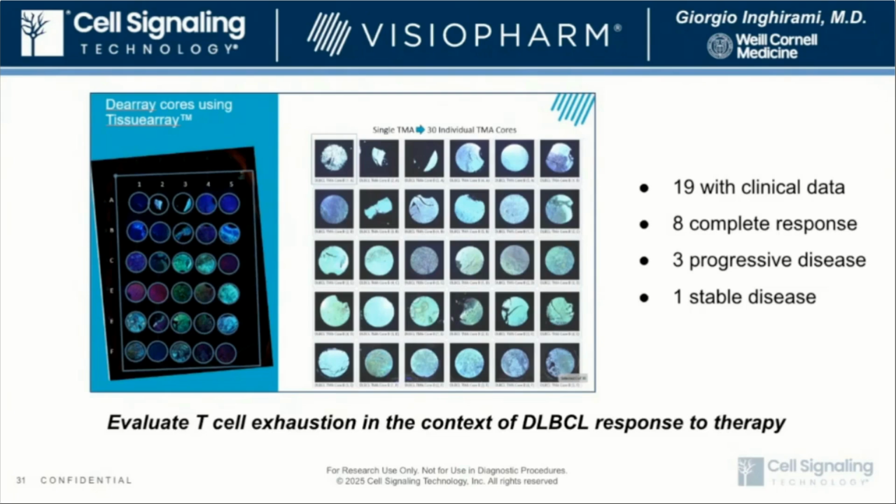And even more fortunately, he was able to provide 19 of which had clinical data associated with it that showcased that there were 8 complete responders and 3 progressive disease following just standard of care treatment for diffuse large B-cell lymphoma. And the idea here was trying to understand the differences and similarities between these responders and non-responders to better understand what is happening to the T-cell compartment between these cohorts.